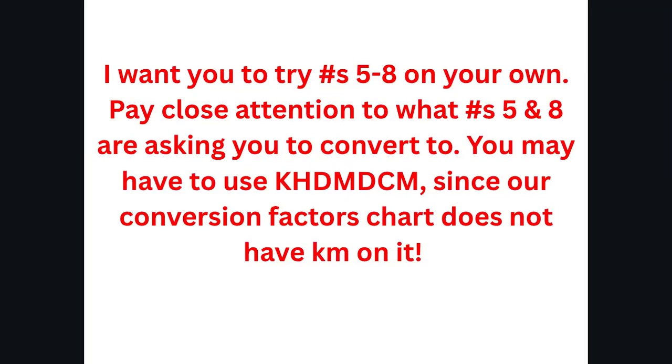Pay close attention to what numbers 5 and 8 are asking you to convert. You may have to use our King Hector's daughter makes delicious chocolate milk, because if you look at our conversion chart, it doesn't go directly to kilometers. So number 5 says to convert 7 feet to kilometers. Well, if we're measuring length, it only goes to centimeters. So what you may have to do is use your picket fence to get to centimeters, and then use King Hector's daughter makes delicious chocolate milk to get it to kilometers.